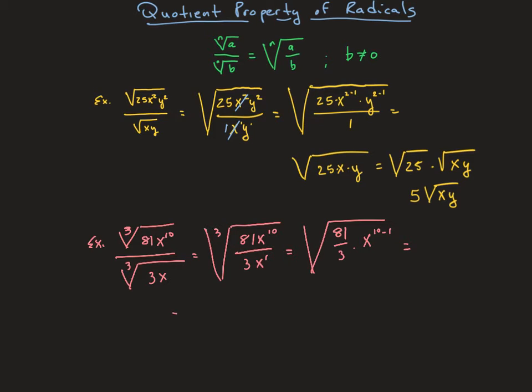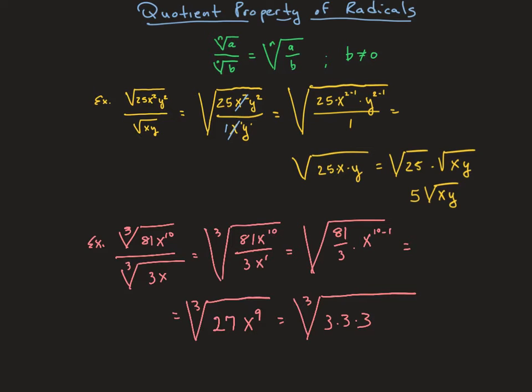So I know then that the cube root of 81 divided by 3 should be 27, and then that will be x to the 9th. And the cube root, remember, I'm looking for things that I multiply times itself 3 times. So it turns out that 27 is a perfect cube, and if I need to write that out, 3 times 3 times 3 is going to be 27.